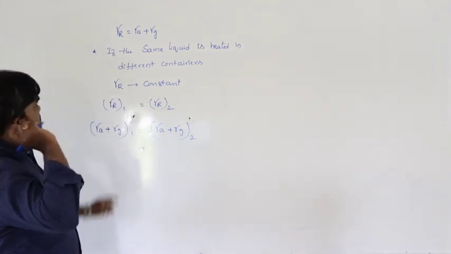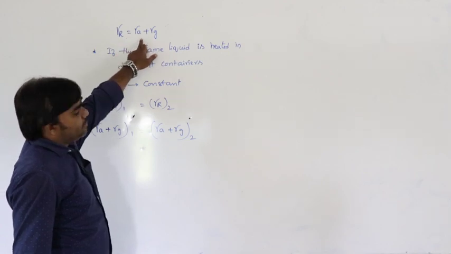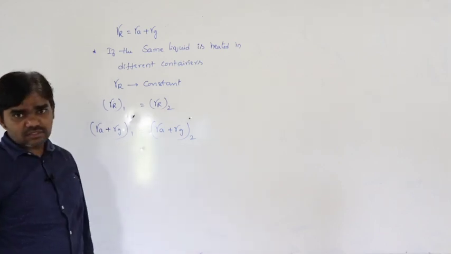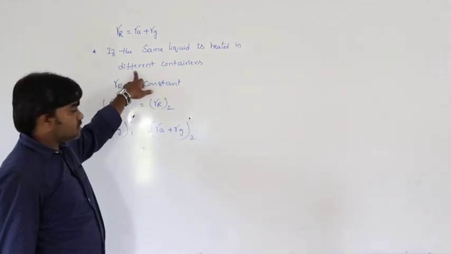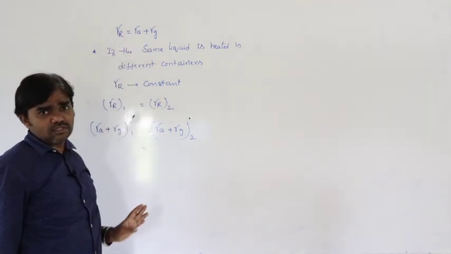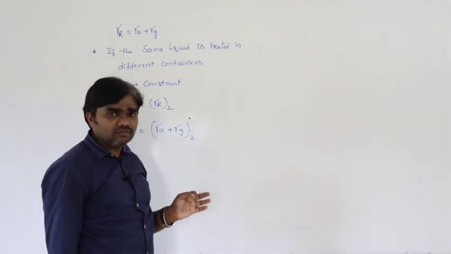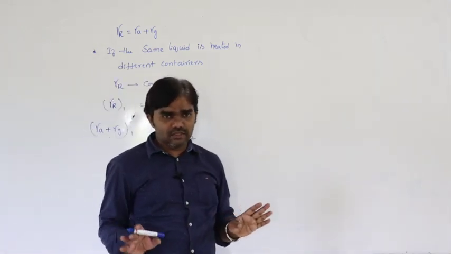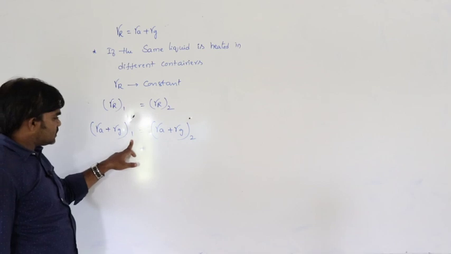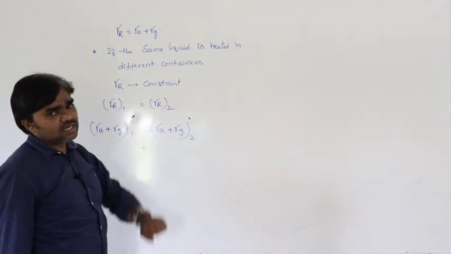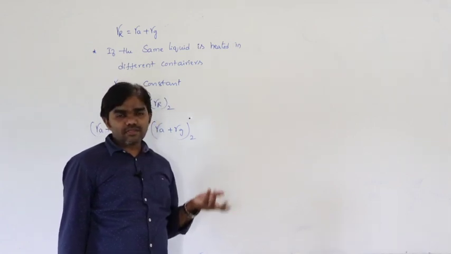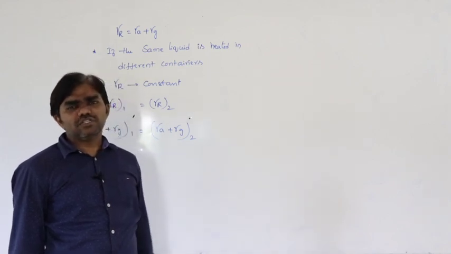This is one concept in this. Gamma R is equal to gamma A plus gamma G. If the same liquid is heated in different containers, gamma R is constant. The coefficient of real expansion is the same in those two containers, because it depends only on the nature of the liquid, not on the nature of the container. So that's why gamma R is the same for those two. Gamma A plus gamma G of the first container equals gamma A plus gamma G of the second container. For different containers, apparent expansion is different, because apparent expansion depends on the nature of the container.